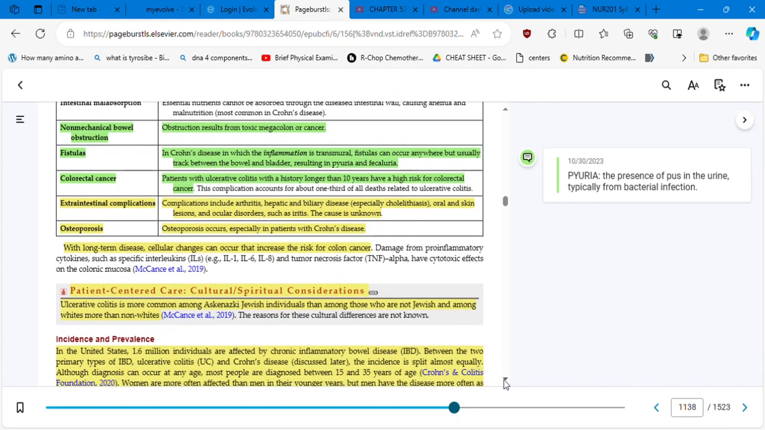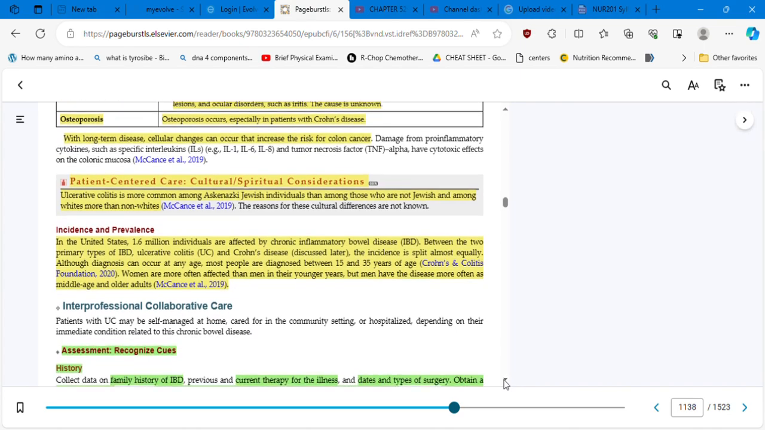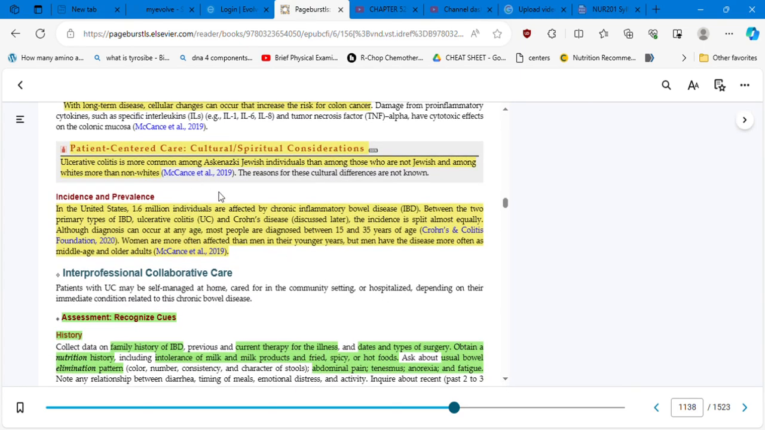Okay, let's continue. Ulcerative colitis is more common among Ashkenazi Jewish individuals than among those who are not Jewish, and among white more than non-white. Incidence. In the United States, 1.6 million individuals are affected by chronic inflammatory bowel disease. Between the two primary types of IBD, ulcerative colitis and Crohn's disease, the incidence is split almost equally.